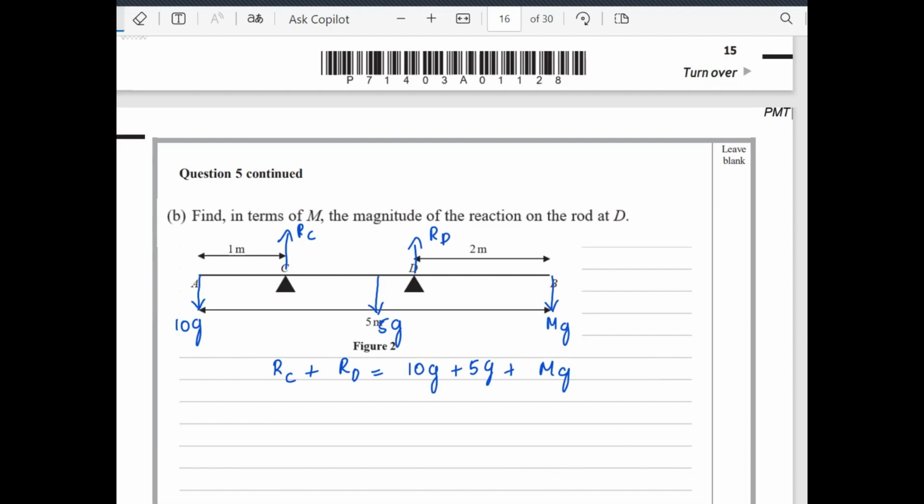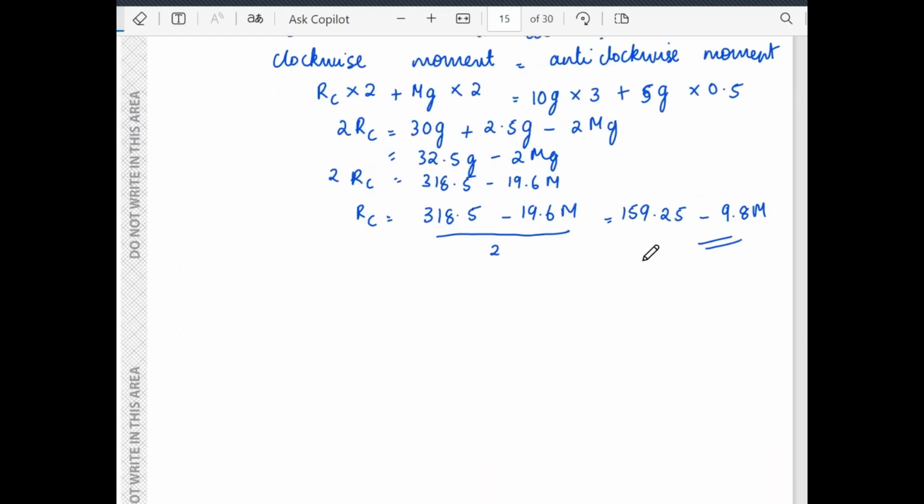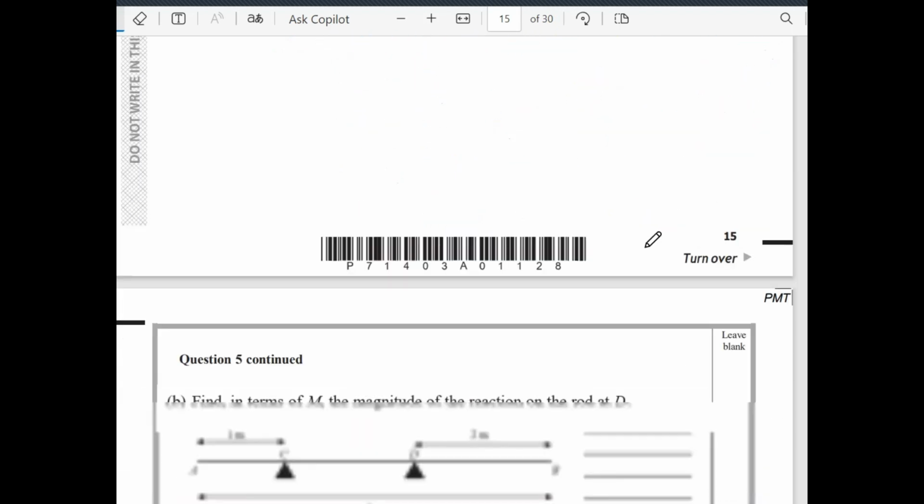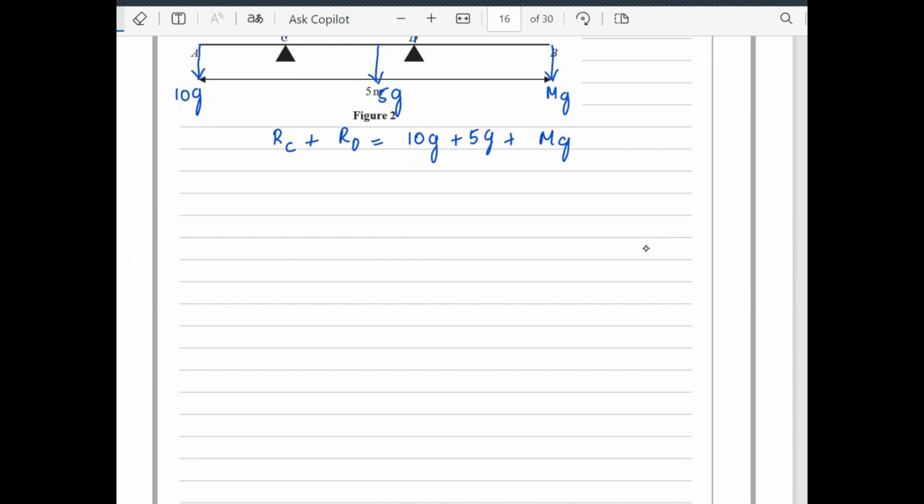Now we already got the value for RC. RC is 159.25 minus 9.8 m. So I'll replace RC with 159.25 minus 9.8 m, plus RD is equal to 15g. 10g plus 5g is 15g, plus mg. Now minus 9.8 m goes to the other side. We just basically need RD on the left-hand side.